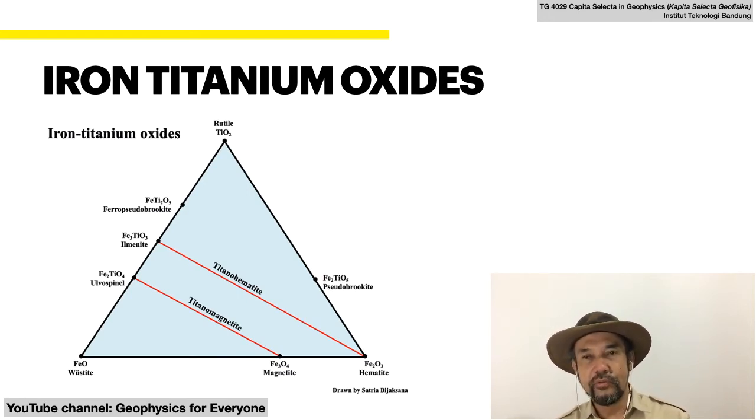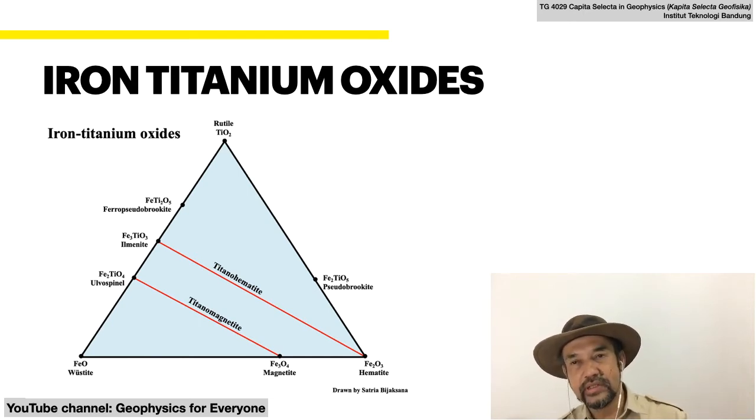This group of minerals could be represented in these ternary diagrams. As you could see in these ternary diagrams, there's an end member, that is rutile, the titanium oxide, and then wustite, and then hematite. The other minerals would be somewhere in these diagrams. The main important thing in this diagram is that there's a tendency that certain groups of iron titanium oxides will be grouped together in a particular way.